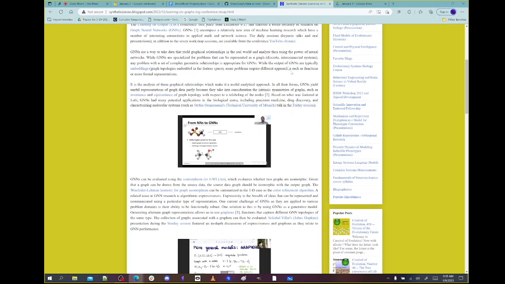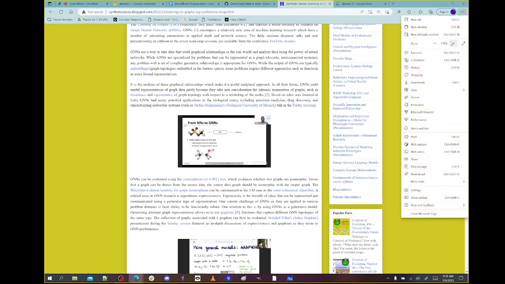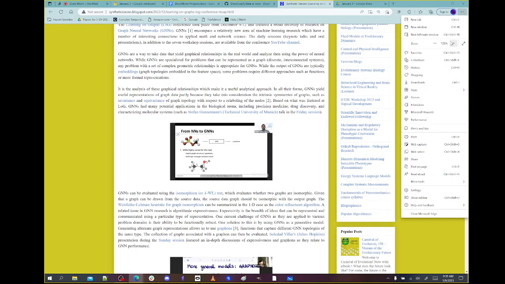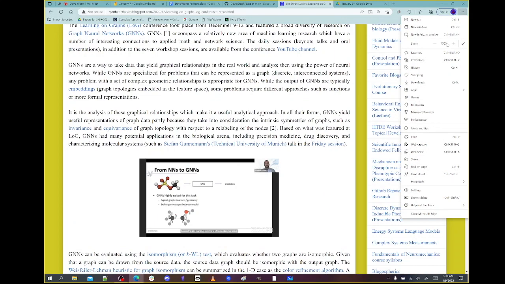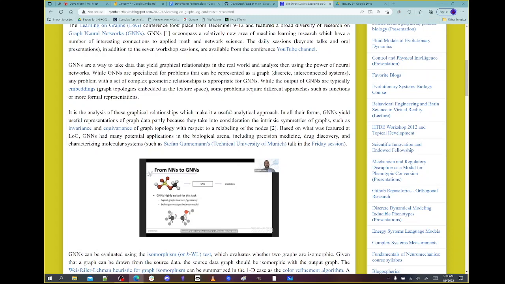There were a lot of interesting talks in medicine, not so much on biology, like bioengineering. But I think people are really pushing this in terms of drug discovery and characterizing molecular systems.